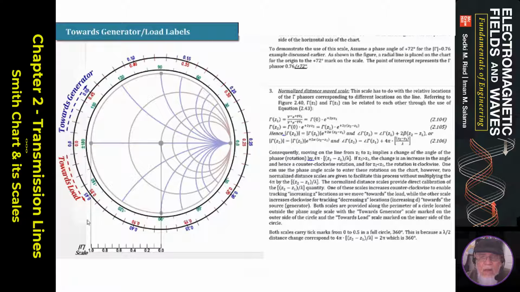So finally, here are the scales that we have discussed so far: the gamma angle scale, the delta Z motion scale, whether it's towards the generator or towards the load, and the magnitude of gamma scale. There will be other scales and other features of the Smith chart that we will be discussing in a later lecture.